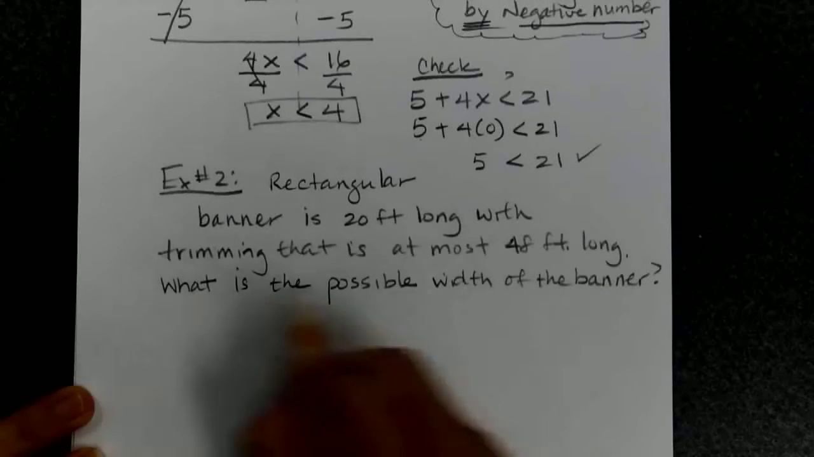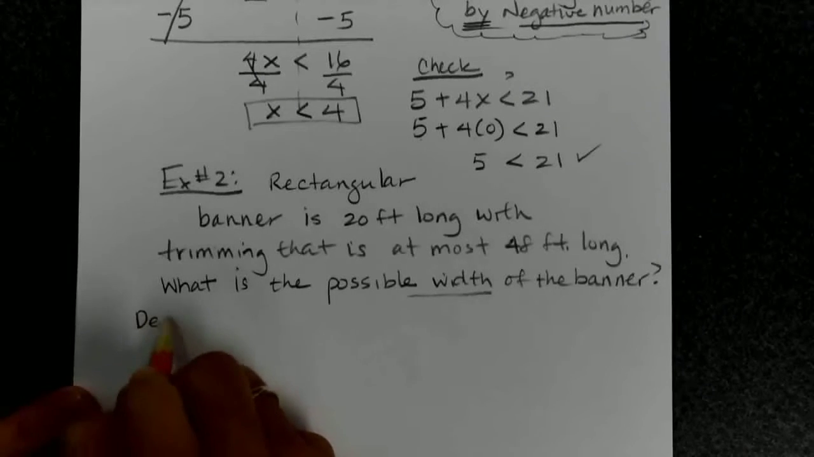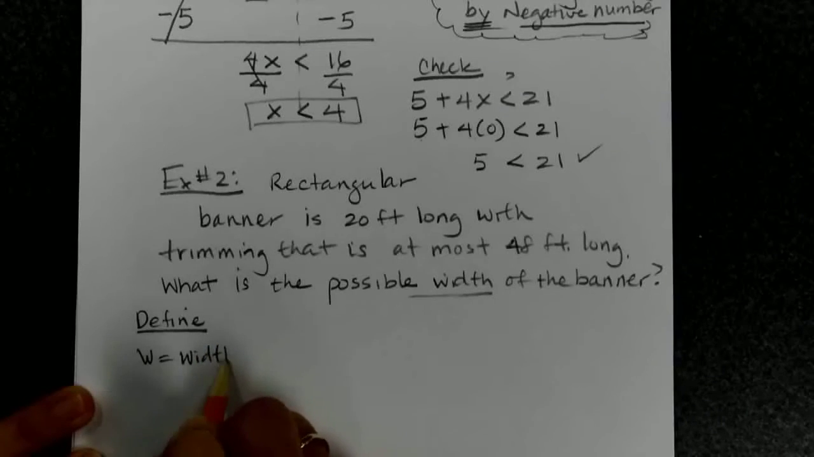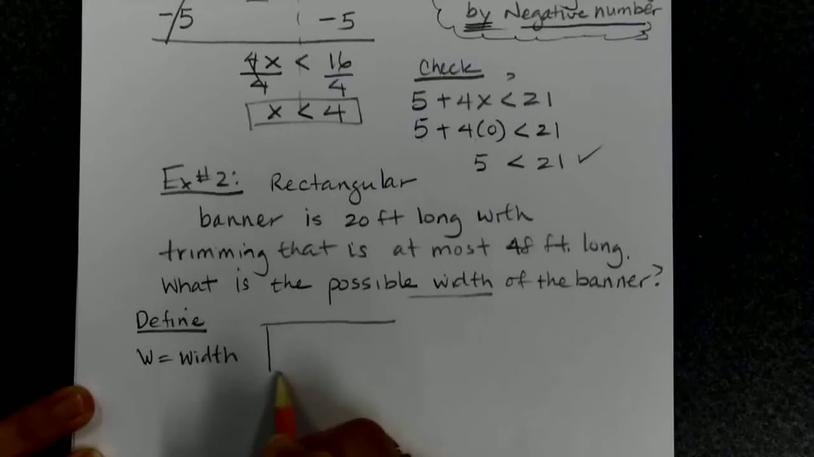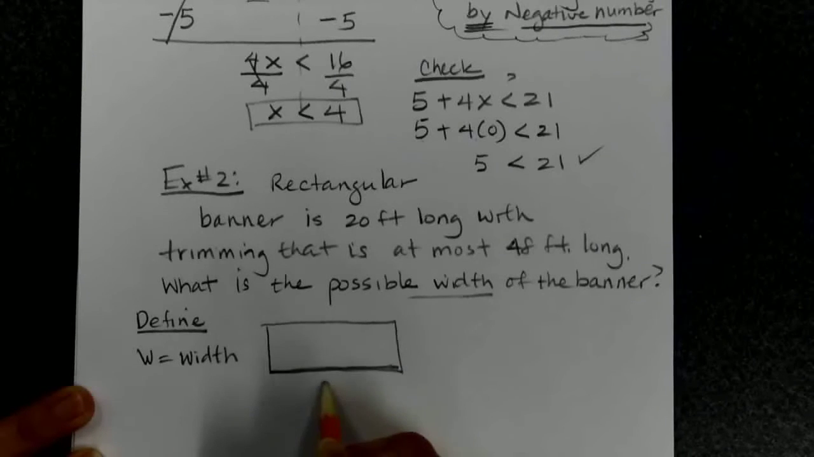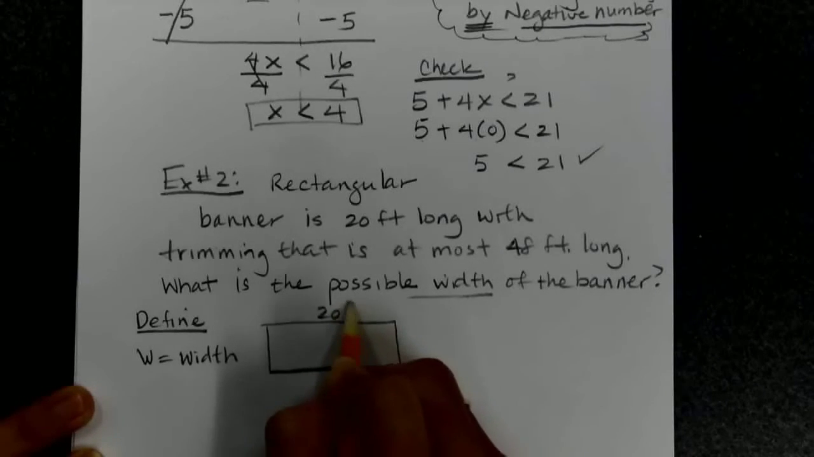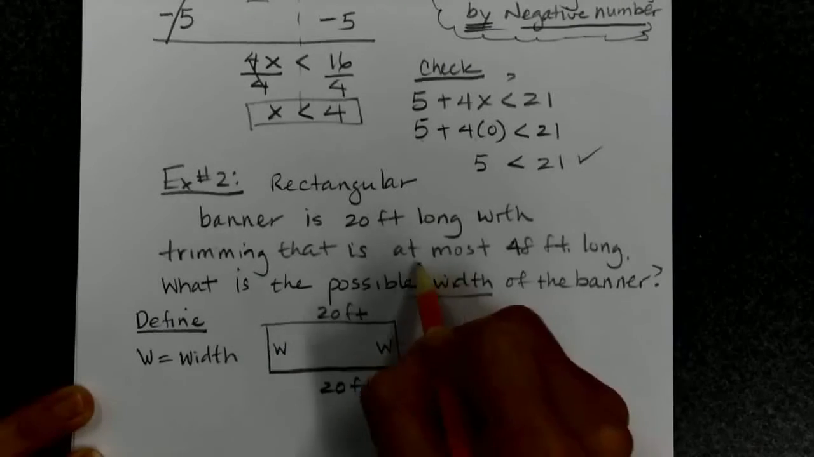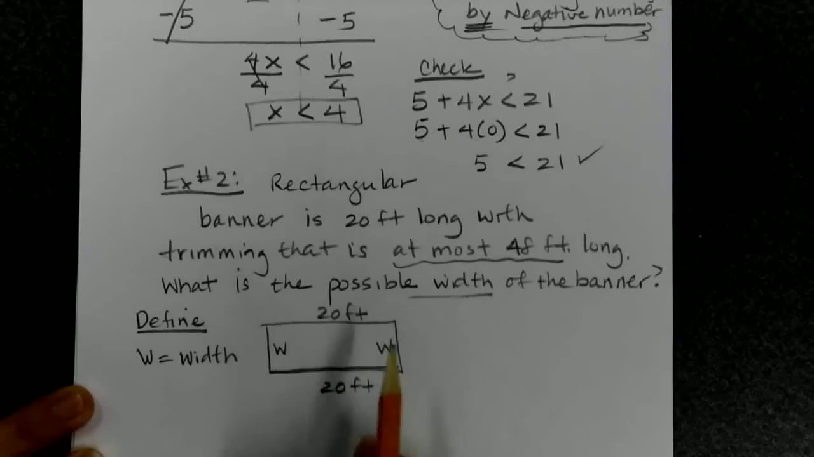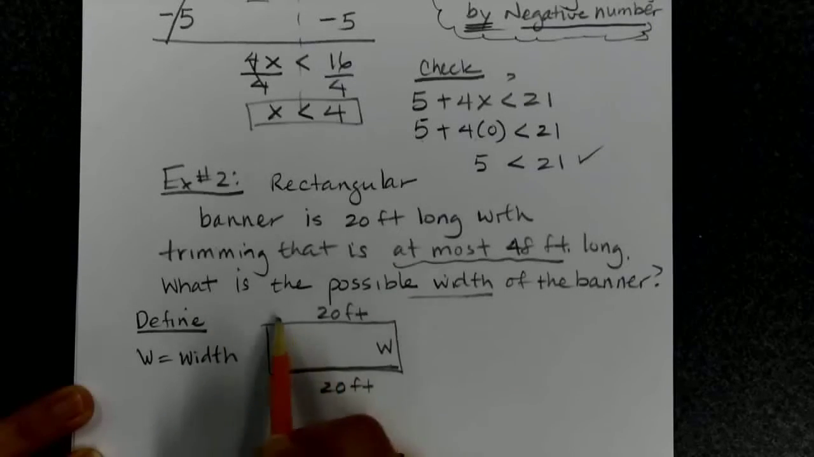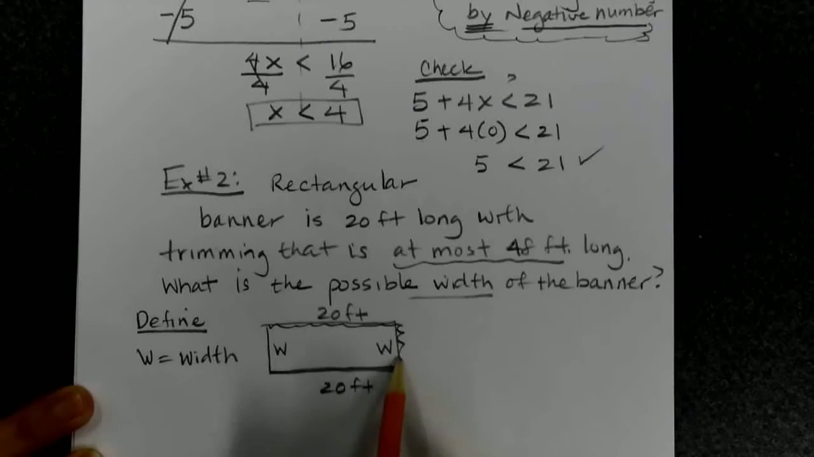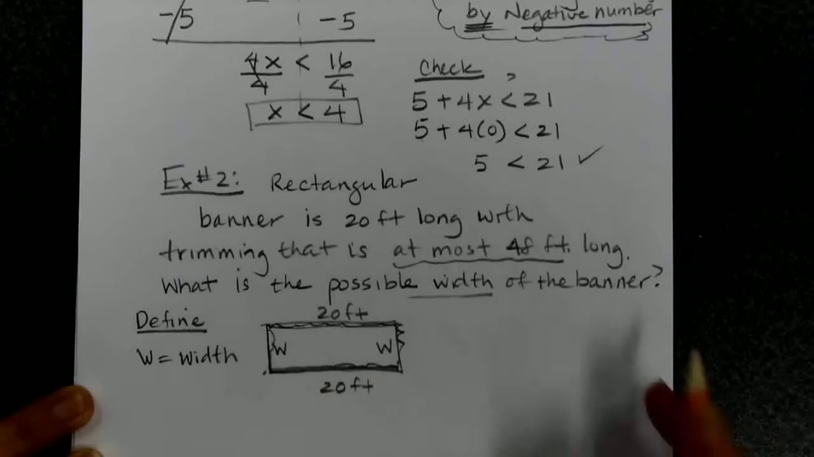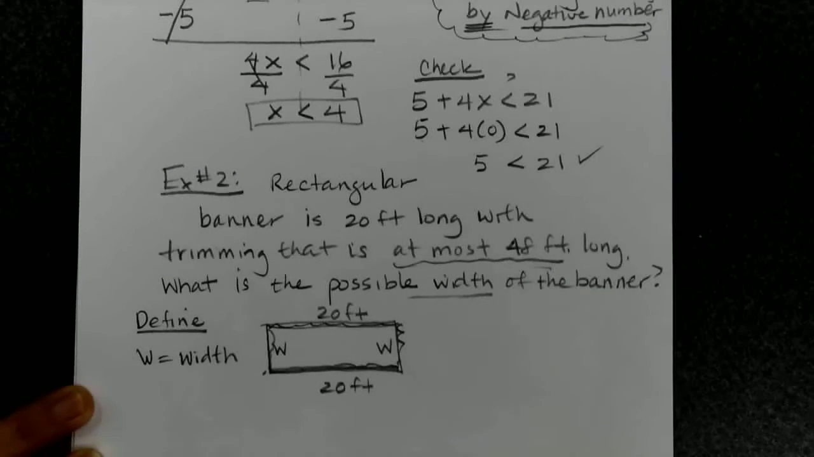So very first thing, we're going to figure out what is the possible width. So we define a variable, and we're going to state that W is going to represent the width. And I'm going to draw a picture of the banner, and this banner is 20 feet long, and I'm trying to figure out the width. Now the key word right here is at most. At most 48 feet. So the trimming that I'm going to put all the way around this banner is at most 48 feet long.